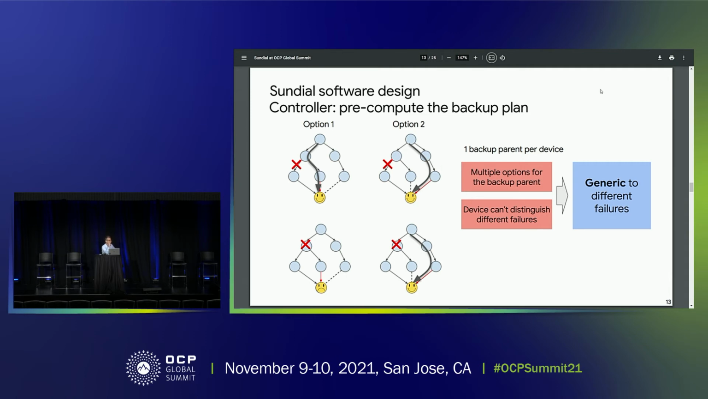For example, on the left, the node at the bottom of the topology has two options for choosing the backup parent, denoted by the red arrows. But we show that option 1 is not generic. Although it works for the link failure on the top, it doesn't work for the node failure on the bottom. On the other hand, option 2 works for both failures, so it is generic.